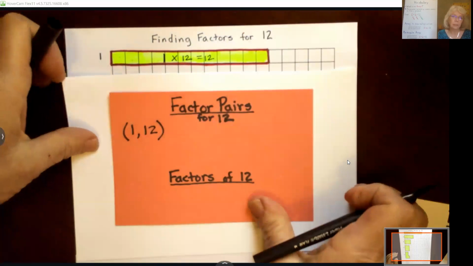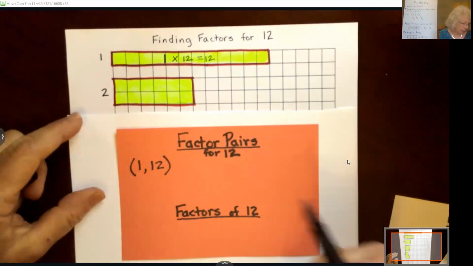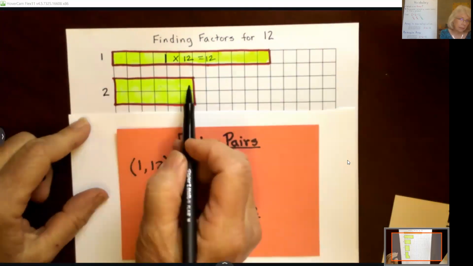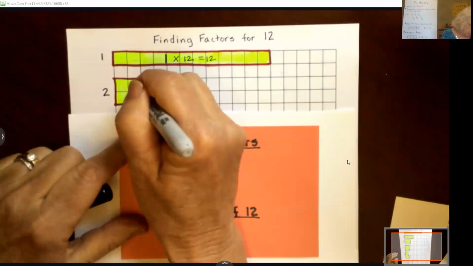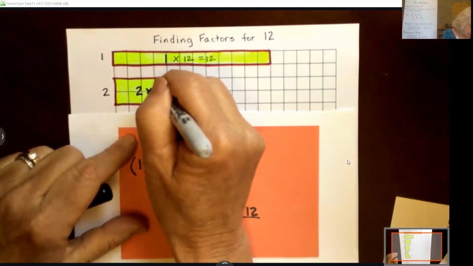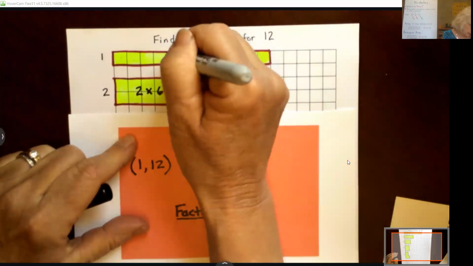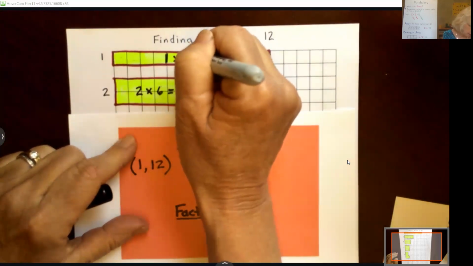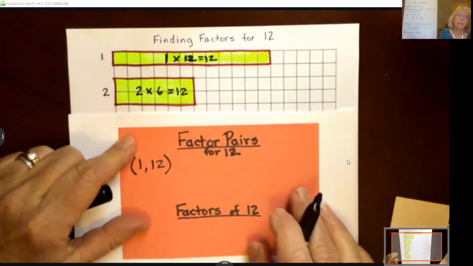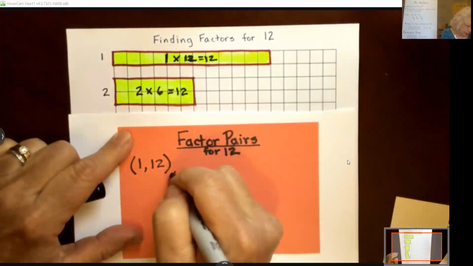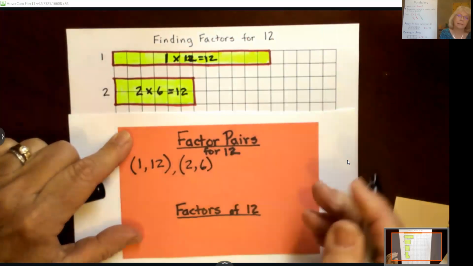Okay, let's try 2. Does 2 work? Yes, 2 does work. 2 times 6 equals 12. So we're going to put this problem here. 2 times 6 equals 12 is what that array is showing. Make that one a little darker up there. Okay, now we're going to do our second factor pair, and that's going to be 2 and 6.